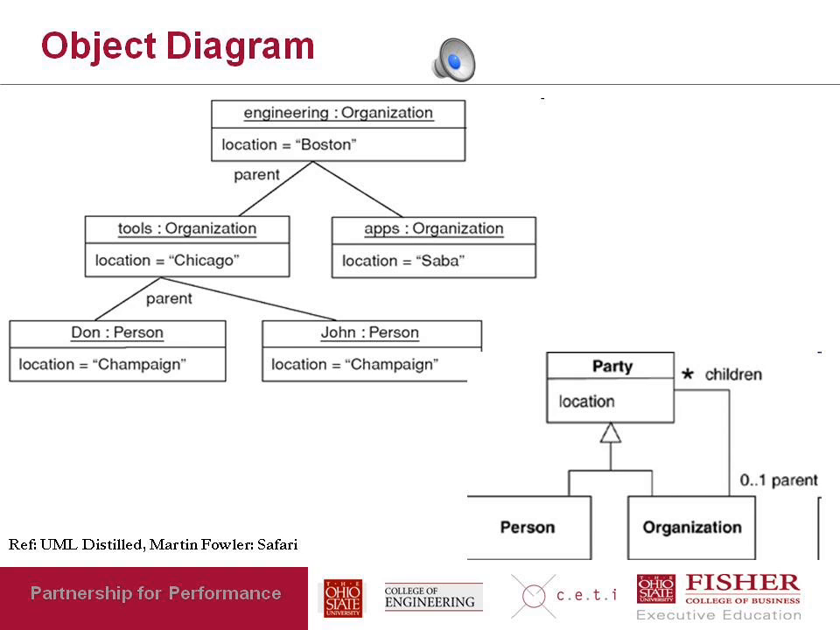Okay, so just to make sure you understand this, take a look at this class diagram and verify for yourself that the object diagram that's shown here can be created by instantiating certain objects in this class diagram and then relating them together.